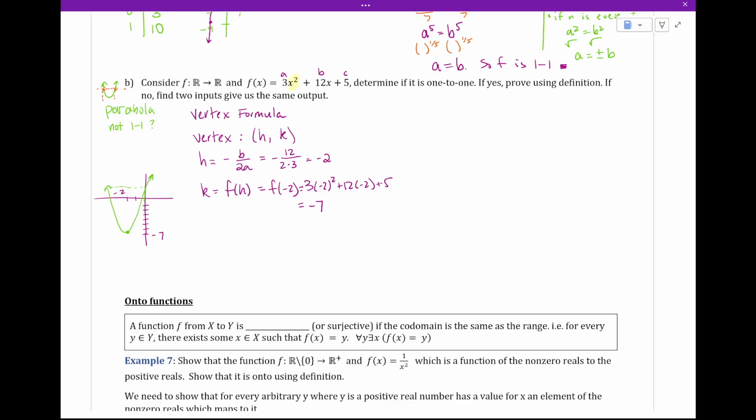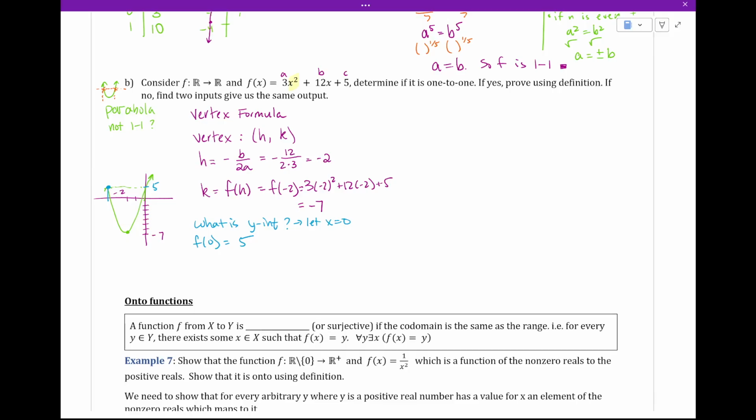Let's see. What is the y-intercept? Let's let x be 0. What is f of 0? That's 5. That's easy to tell. So this value right here is 5. So I want to know, there is another value on the other side of this parabola that gives me 5. I want to know where that value is. I could try different values to see if I could figure it out.